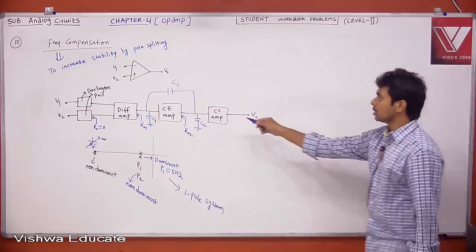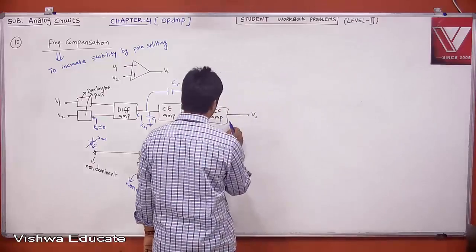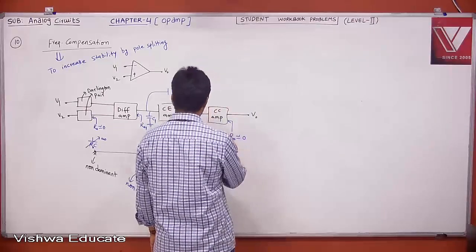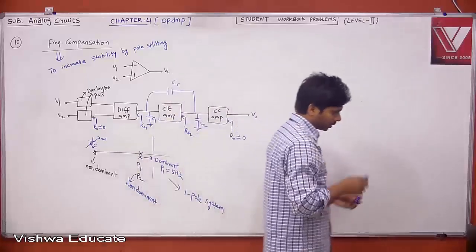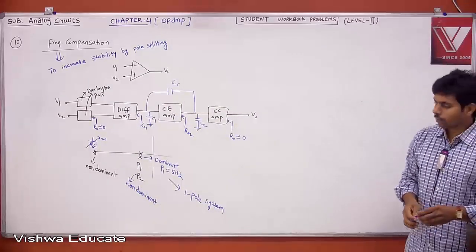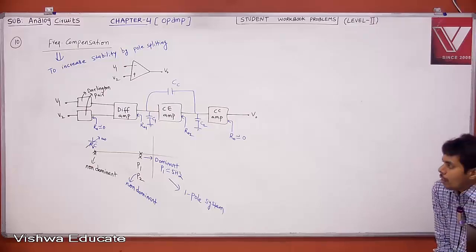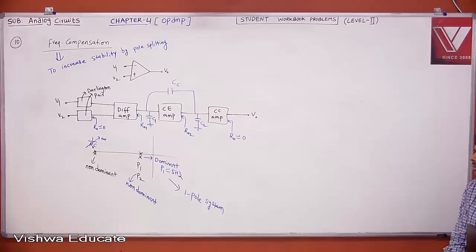Whatever pole you get because of this CC amplifier is also not dominant, because this R0 is also very small, almost 0 when you compare it with R01 and R02. The pole is always because of output impedance and output capacitance.